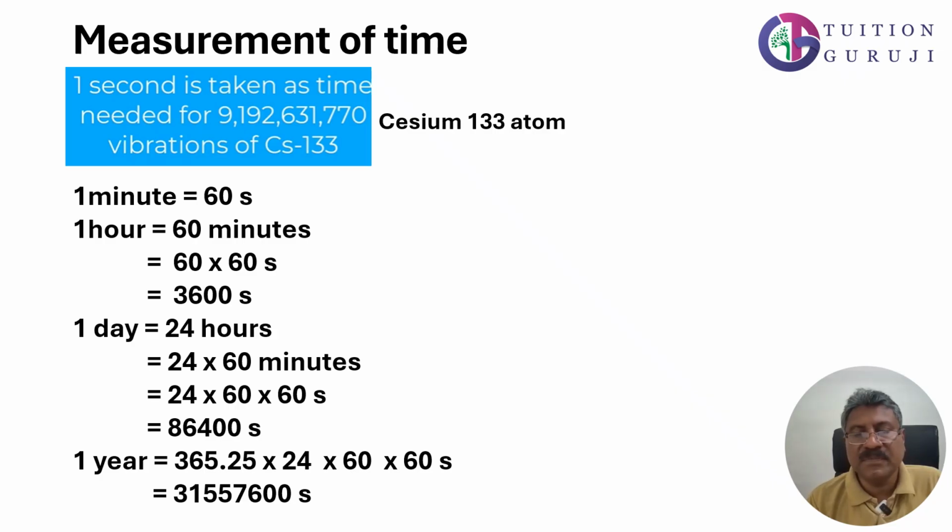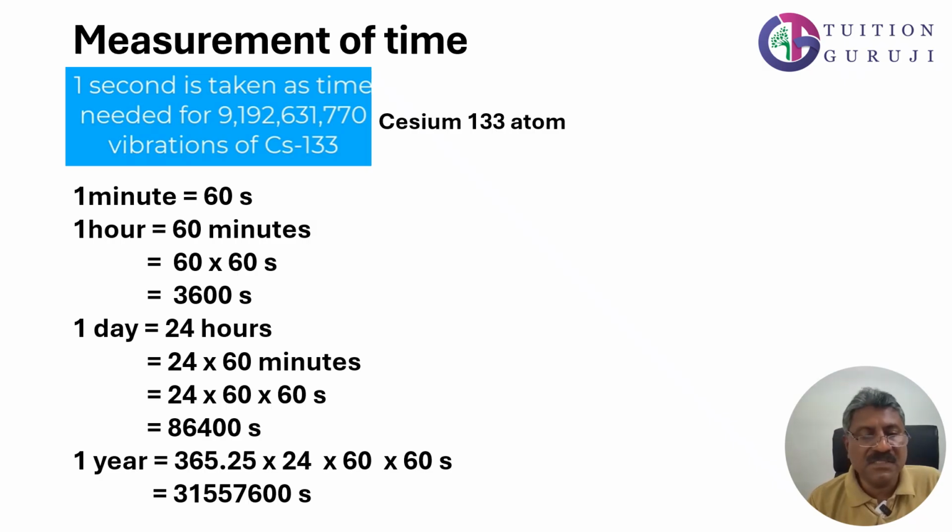Now we will take the measurement of time. 1 second is taken as the time needed for 9192631770 vibrations of the cesium-133 atom.